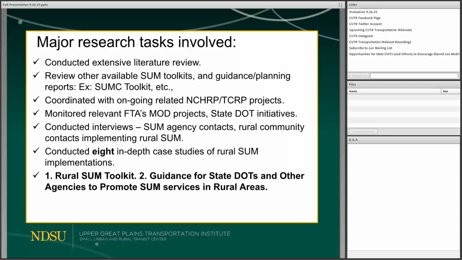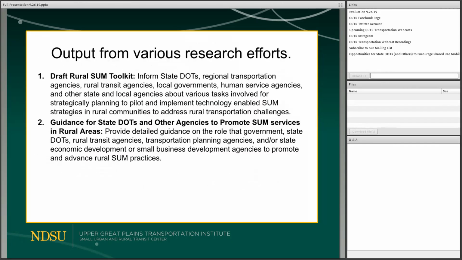With all those interviews and case studies, like I mentioned before, output from all the initial tasks was ultimately used to develop 2 final products for this research: the Rural Shared Use Mobility Toolkit and guidance for state DOTs and other agencies to promote shared use mobility services in rural areas. I'll go over the 2 outputs from the research in the coming slides. This slide provides a quick overview to describe each of these outputs.